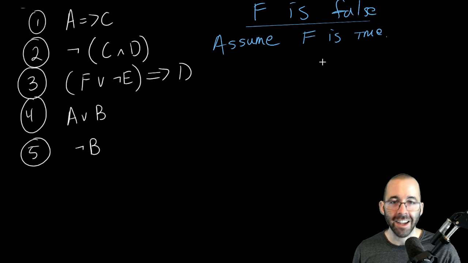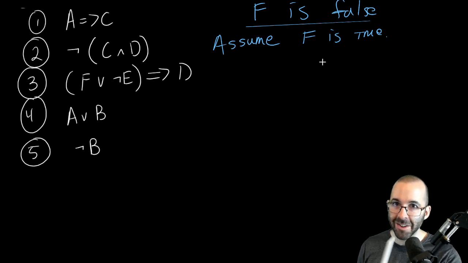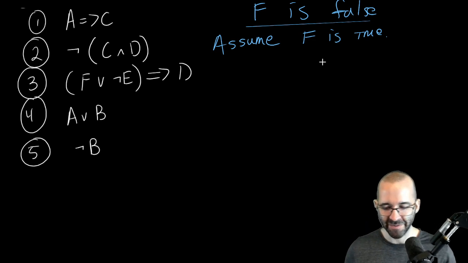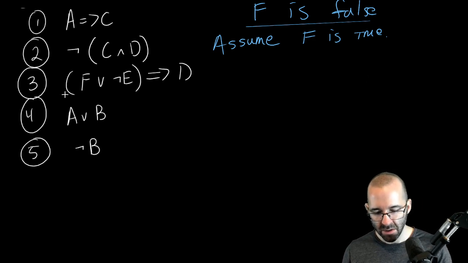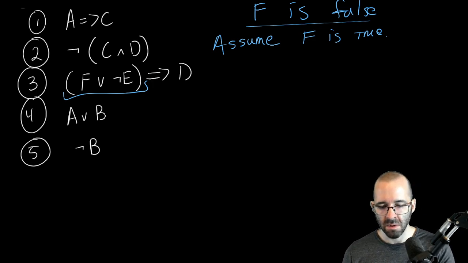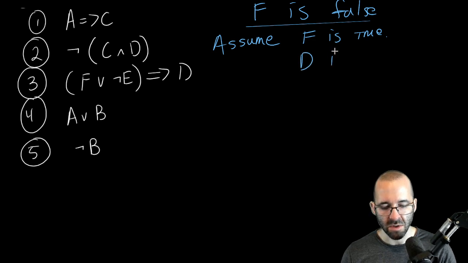Again, I challenge you to try to do this on your own. See if you can make those steps. You are really kind of working backwards from what we did in the last video, but it's really good practice to pause the video and challenge yourself to see if you can get it. All right. Well, if F is true, then what do we know? That means this whole thing is true. It doesn't matter what E is. F or something. If F is true, this something is true. If the premise of an implication is true, then the conclusion has to be true. So that means D is true.